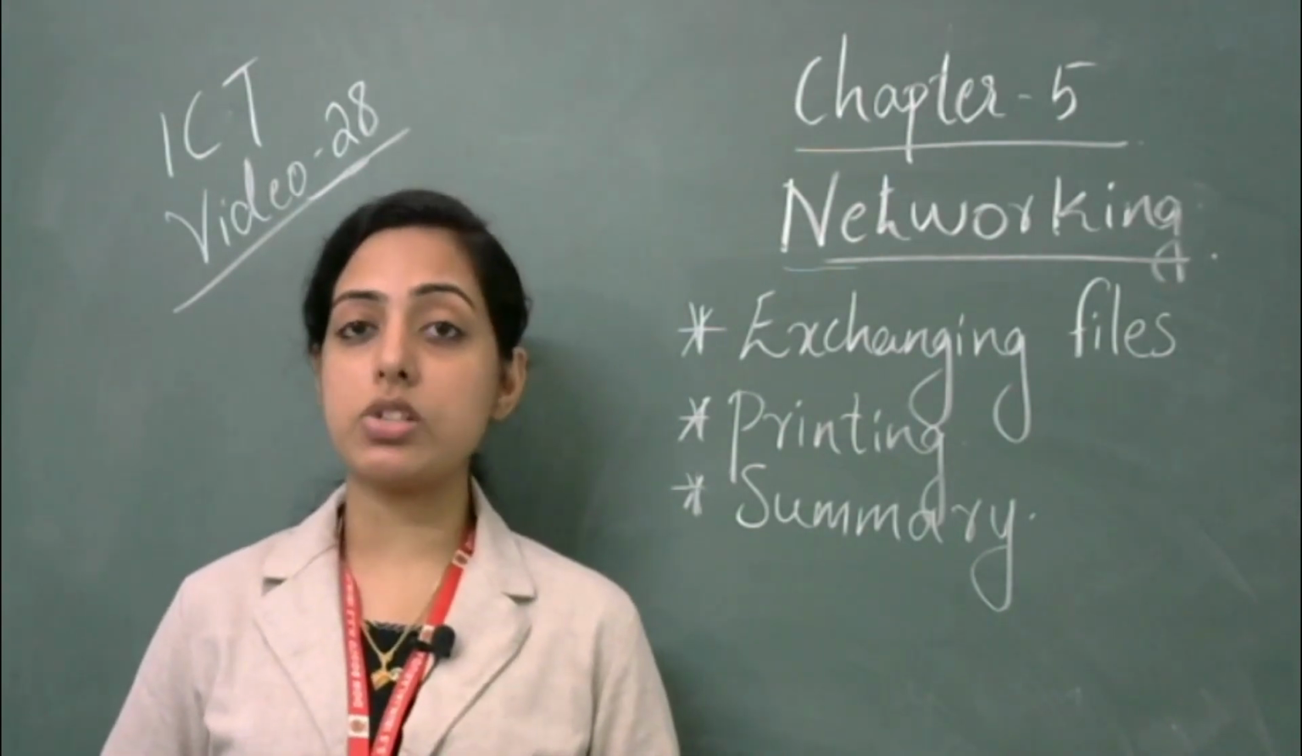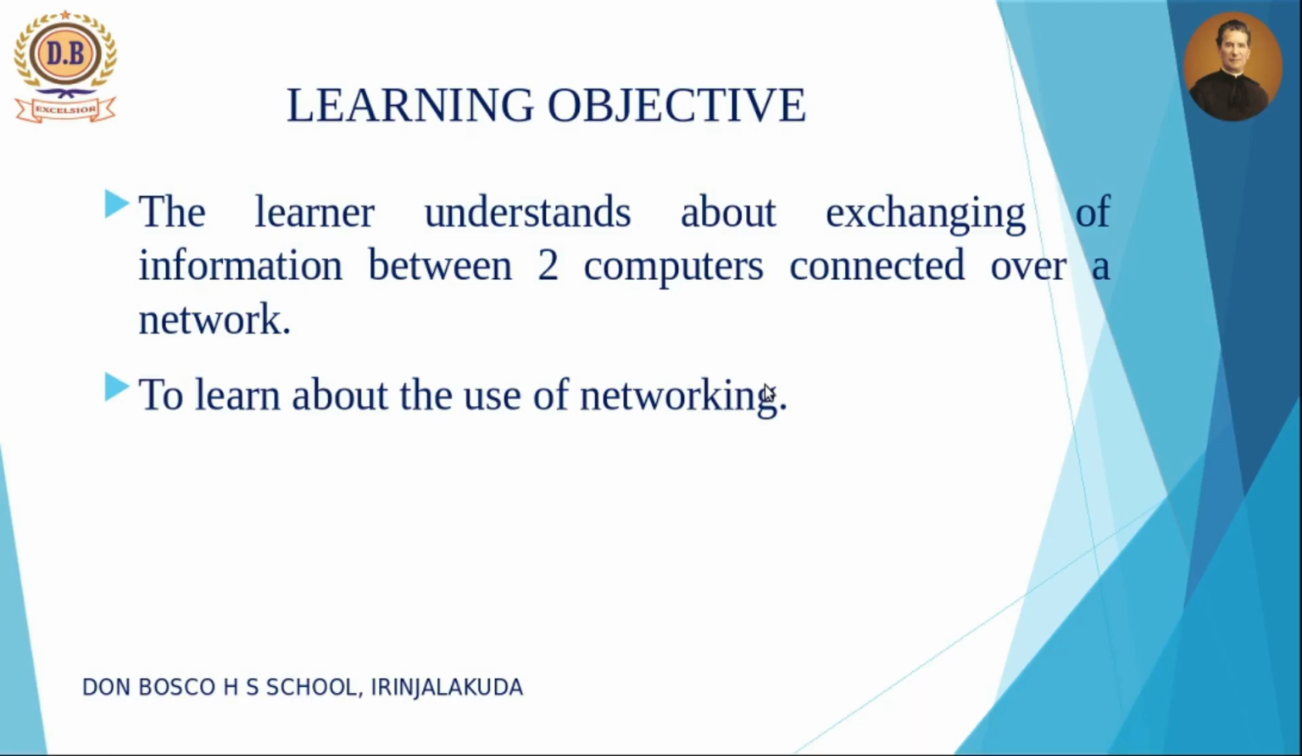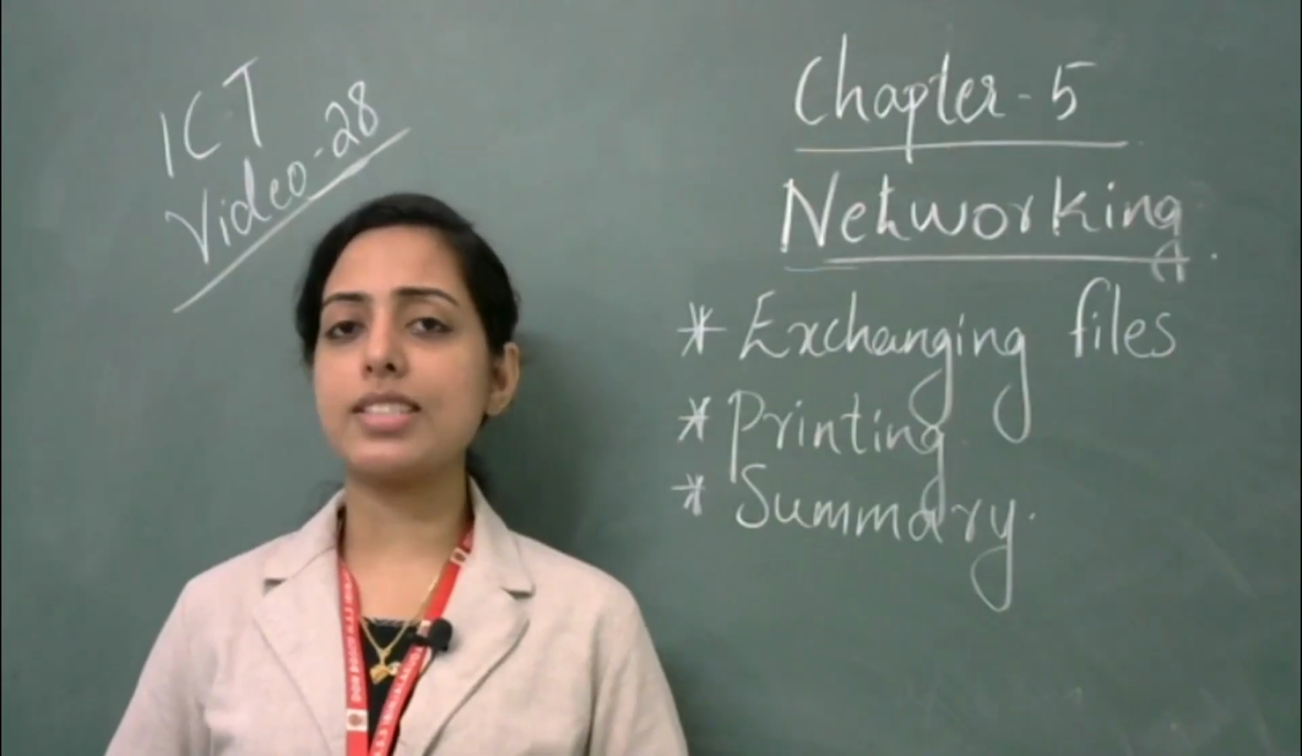By the end of the session, you will be able to understand the exchanging of information between two computers connected over a network. For that, we require the file name and the folder in which that file is kept, and also the IP address of that particular system, and then the username and password of that system. These are the details required for exchanging information between two computers connected over a network, and to learn about the use of networking. These are the learning objectives behind today's session. So shall we start today's class?